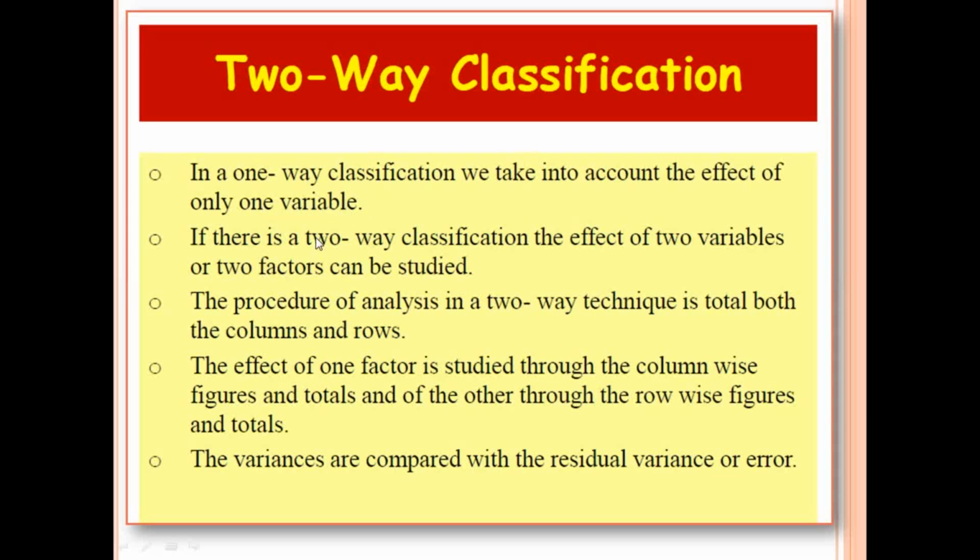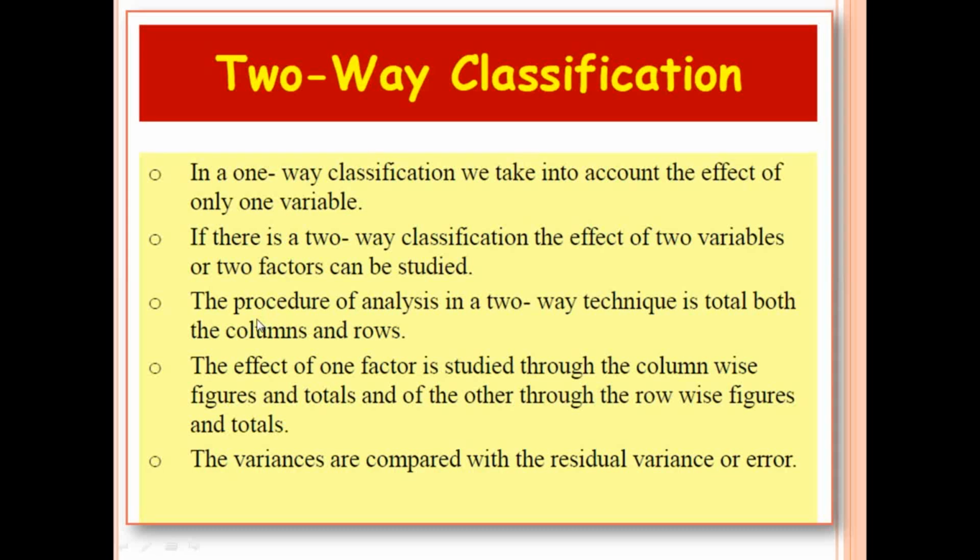But in two-way classification, we take into account the effect of two variables or two factors, which means we consider one classification column-wise and the other row-wise. For example, the yield of crop in several plots of land may be classified according to different varieties of seeds and fertilizers. So here seeds and fertilizers are two different factors.